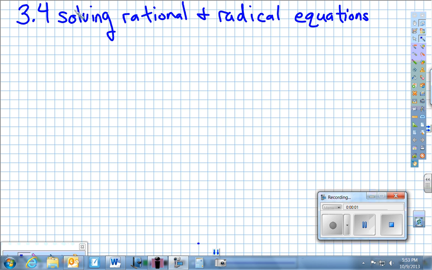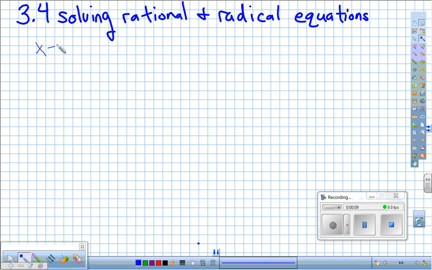This is 3.4, solving rational equations and radical equations. So the first example that we're going to do is the one they have in the book: (x minus 8) over 3 plus (x minus 3) over 2 equals 0. We're going to do something called clearing the denominators.